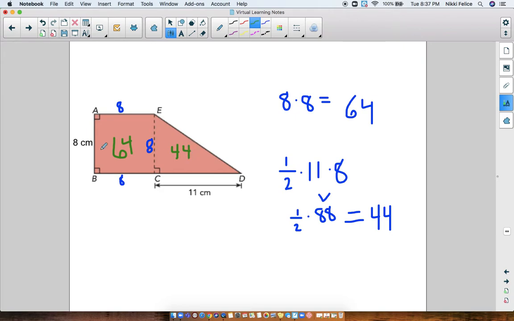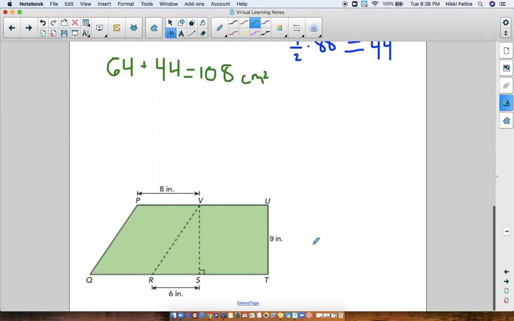So to find the area of the whole thing, I'm just going to do 64 plus 44. And that equals, let's see, 108 centimeters squared. So that's the area of the entire composite figure.